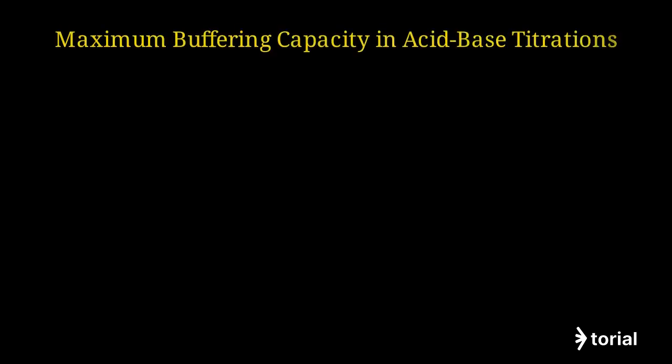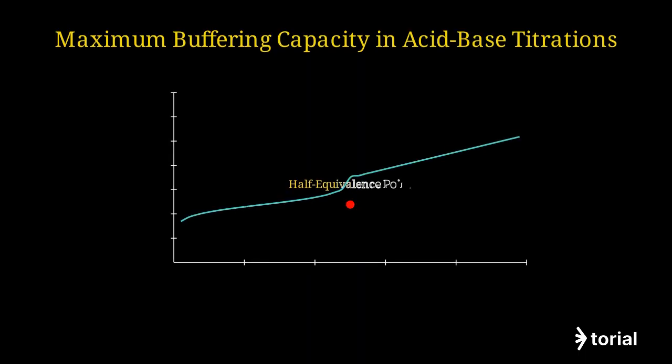Understanding where buffering capacity reaches its maximum during weak acid titration with strong base. This titration curve shows a weak acid being titrated with a strong base, and there's a special point where buffering is strongest.